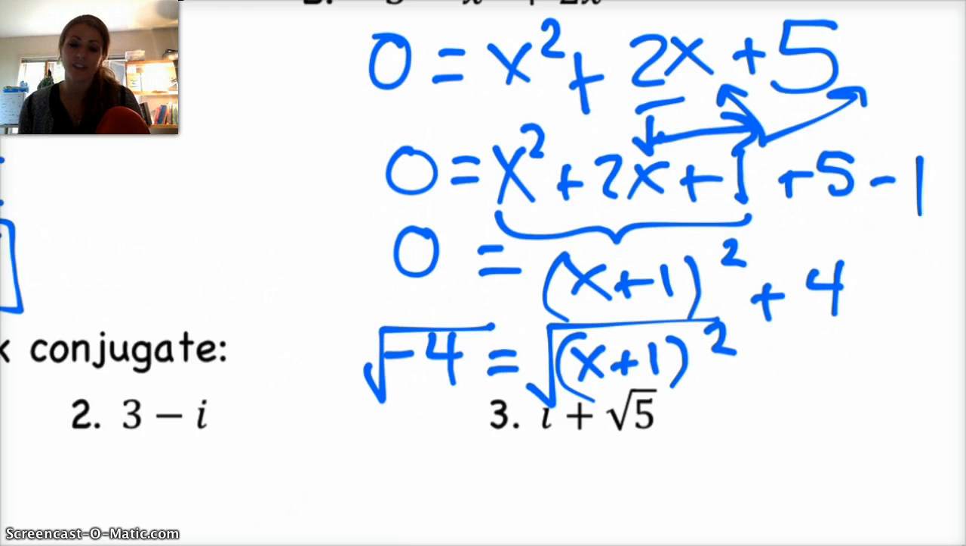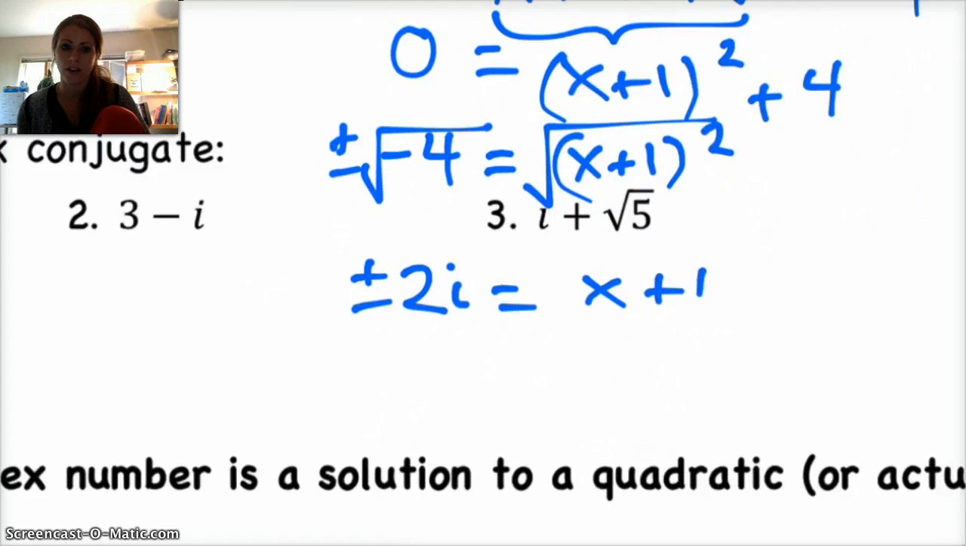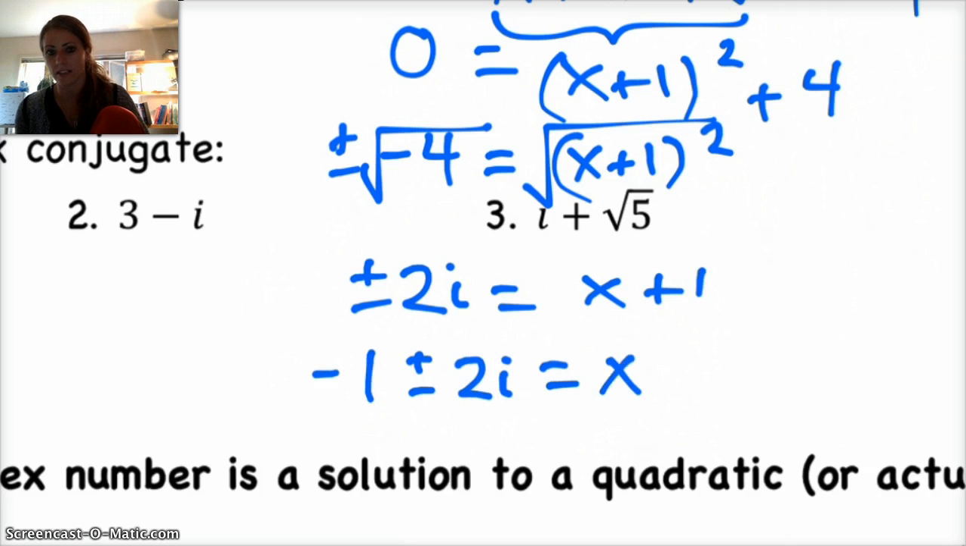Hey, look at that. I've got the square root of a negative number. Square root of negative 4 is just 2i. And that equals x, and you get a plus or minus, right? Because you took the square root. You get plus or minus square root of negative 4. So x plus 1 equals plus or minus 2i, which then bring the negative 1 over to the other side. I get negative 1 plus or minus 2i is what x is equal to.